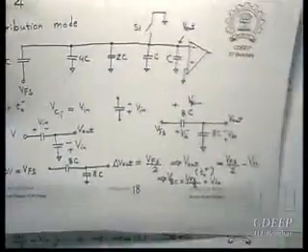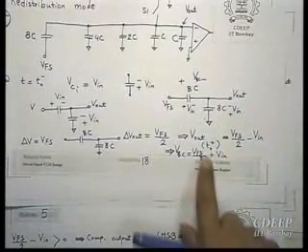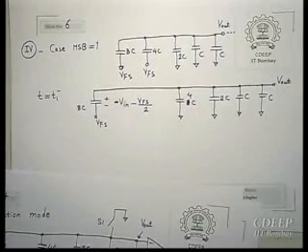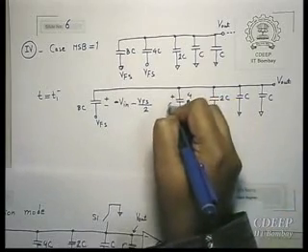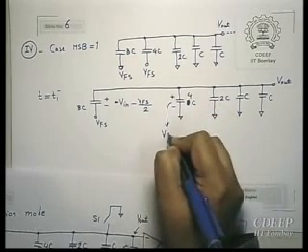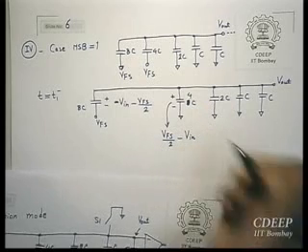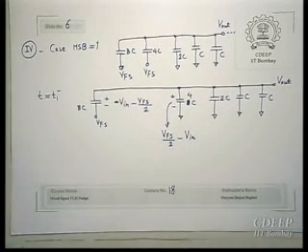And for C, it was parallel to this, therefore V out was V full scale by 2 minus V in. So here also we will have the same thing. So this voltage is V full scale by 2 minus V in. So this is the condition at T equal to T1 minus.